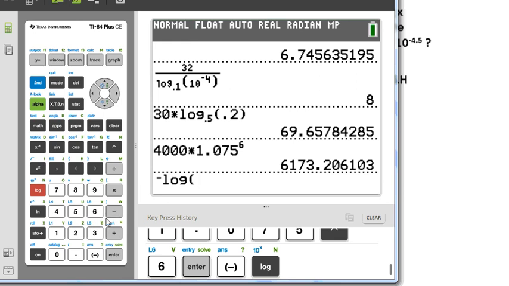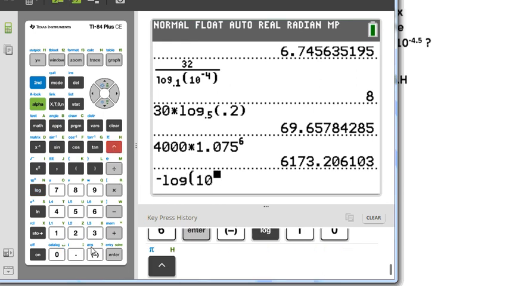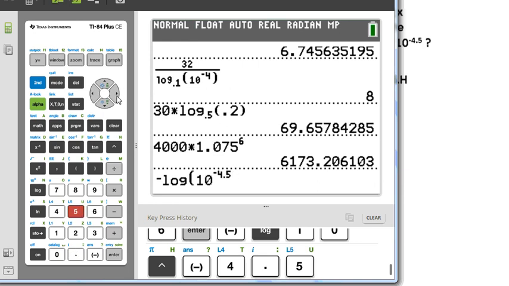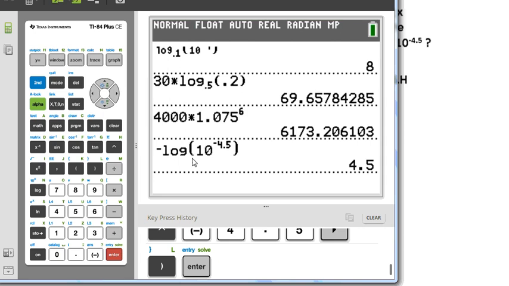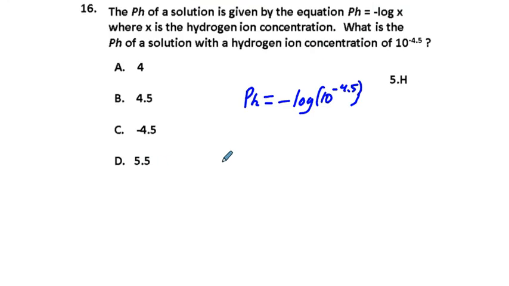We have, that's going to be 10 to the power of negative 4.5. And we get for this 4.5. 4.5 is our answer. That's choice B.